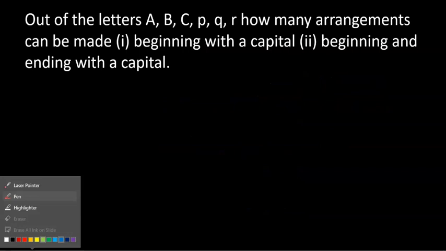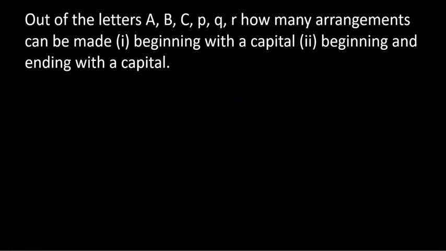Let's understand another problem. Out of letters A, B, C, D, A, B, C, P, Q, R, how many arrangements can be made beginning with a capital? That is one part, and the second is beginning with and ending with a capital. So how many total items do I have? I've got 1, 2, 3, 4, 5, 6 items altogether.